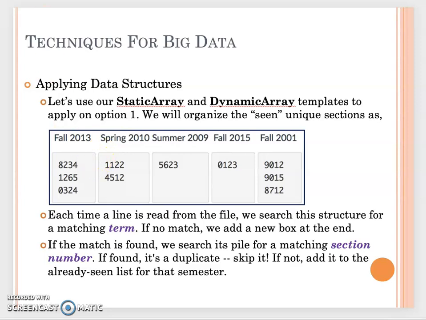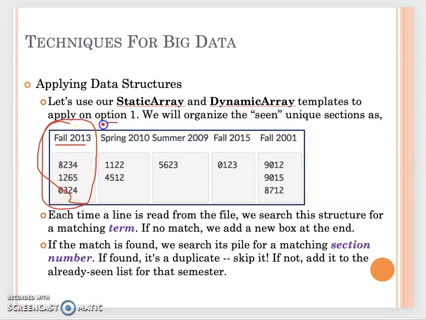Let me draw that. Okay, so this one is actually the object I was searching for. In this object, the first thing is the term information, then the section information. The same thing here, this one is for the 2003 term, and so far it has 3 sections.